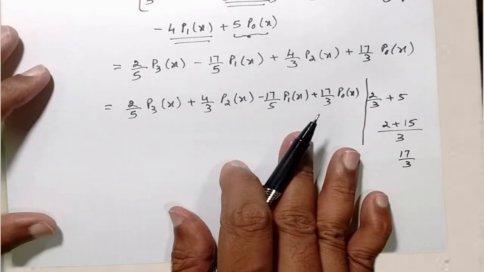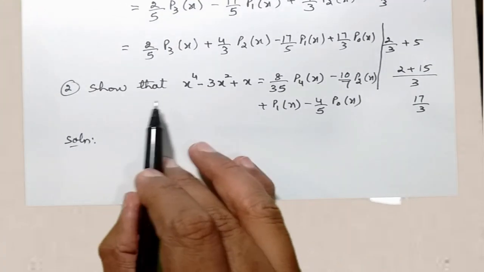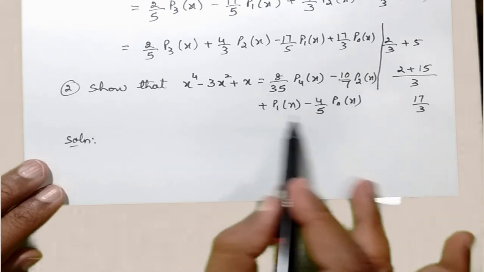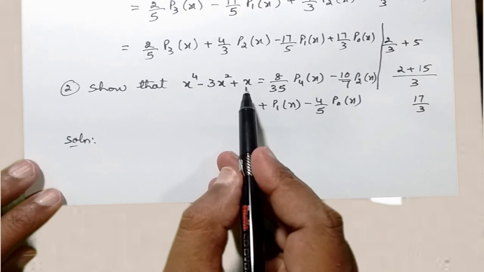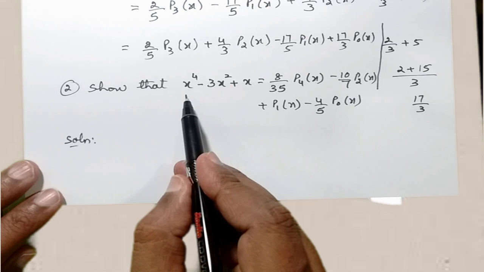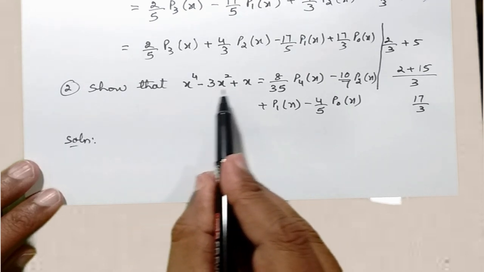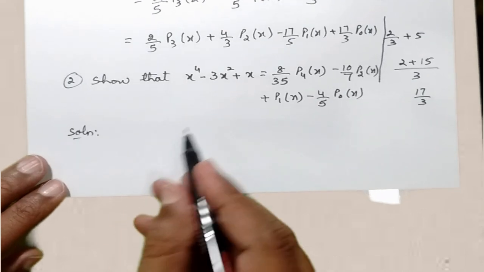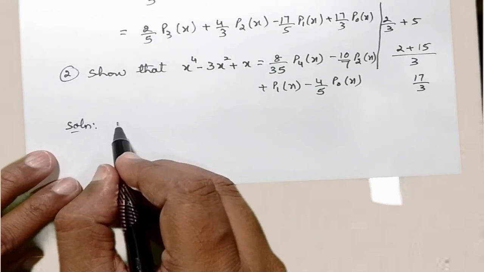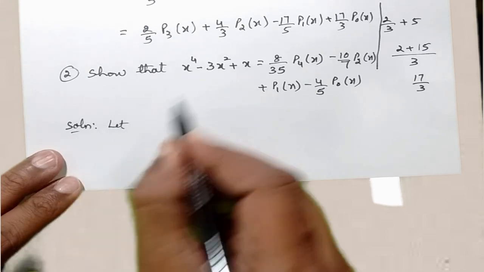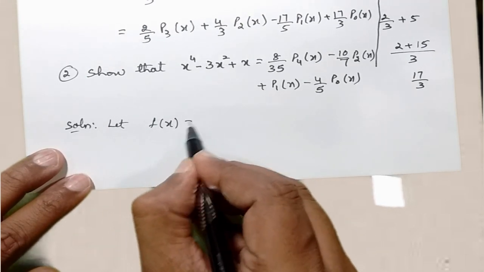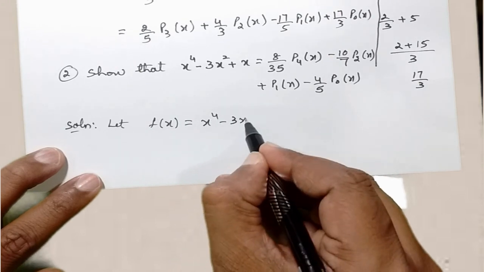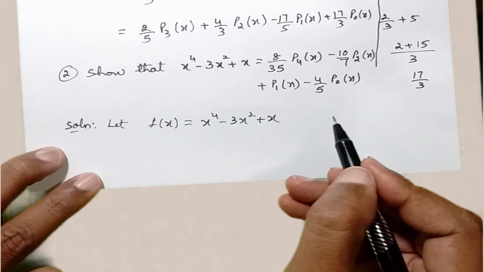Let us take the next question. The next question is, show that x power of 4 minus 3x square plus x is equal to so much. You need to remember the value of x square and x power of 4, or use the Legendre polynomials to find out the value of x square and x power of 4. So just write down the values that we have. First let us take the given function to be f of x. F of x is equal to x power of 4 minus 3x square plus x.